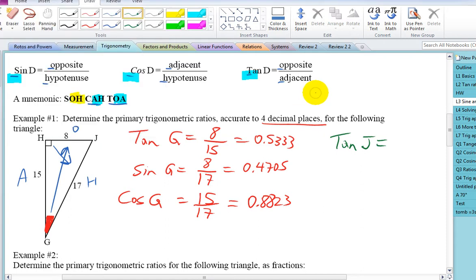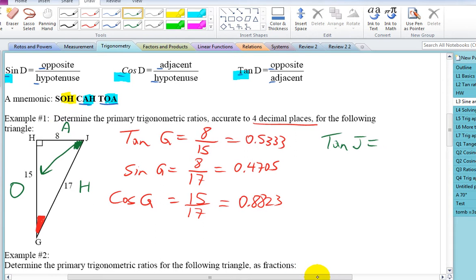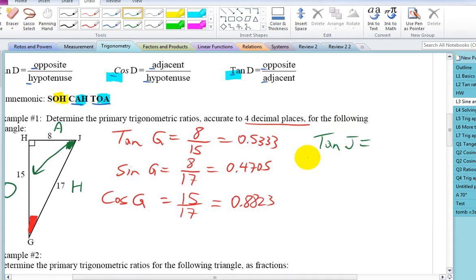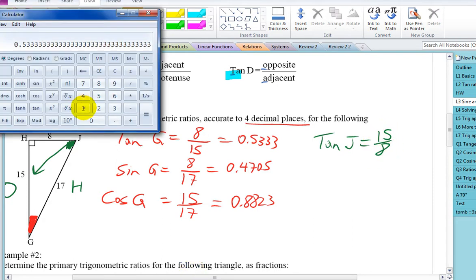Okay. Okay, so tan J. Do we have to relabel our HOA? No. Yes, you do. New angle, new HOA. H can stay the same because that won't switch. But according to J, now 15 is the opposite side and 8 is the adjacent. We talked about this. What's really going to happen with your fraction? Yeah, it flips. So it should be 15 over 8.